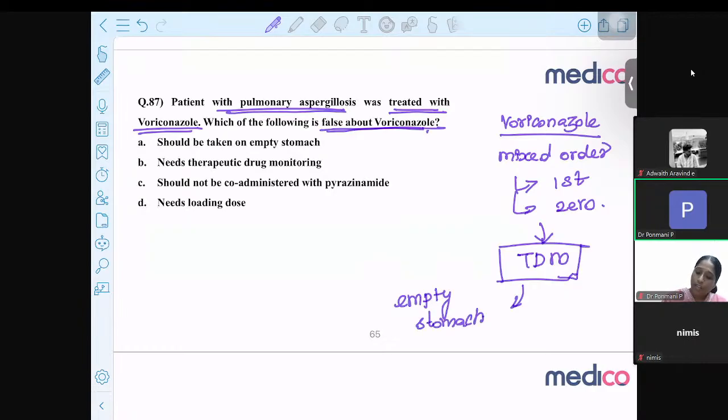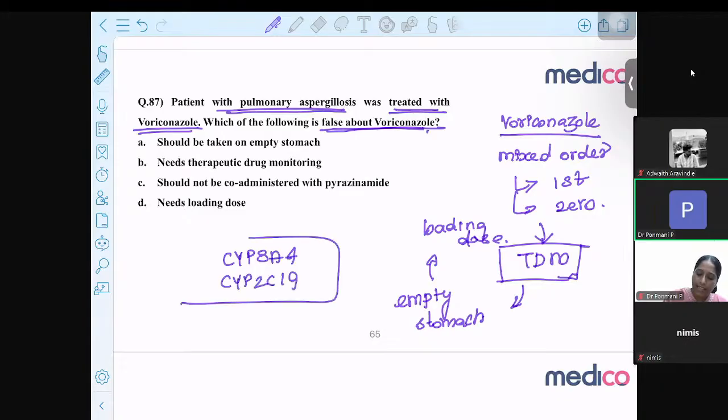And in order to reach a higher blood level fast, it is given as a loading dose. Also, voriconazole is metabolized by CYP3A4 and CYP2C19 enzymes. So whatever drug is going to inhibit or enhance this metabolism, you have to be very careful, because it is going to alter the drug level of voriconazole. So with this knowledge about voriconazole, we will look at the options.